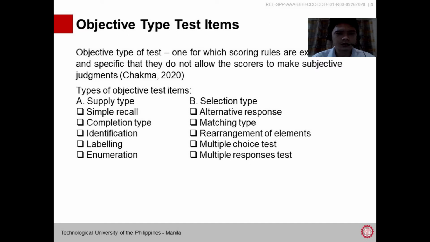Now, let's talk about objective type test items. According to Chatma 2020, objective type of test is one for which scoring rules are exhaustive and specific, that they do not allow the scorers to make subjective judgments. Ibig sabihin nito, ang objective type of test ay free of bias. Kapag sinabing free of bias, regardless ng nararamdaman ng teacher or ng scorer sa students, whether it's a positive or negative, hindi nito maapektuhan yung score ng student sa test na iyon.